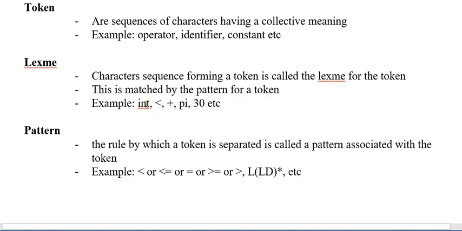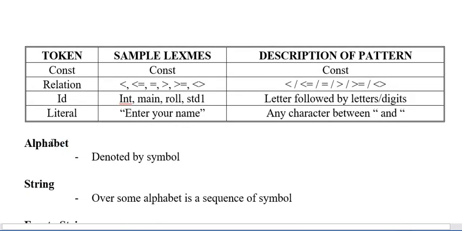Examples: integer, greater than, plus, pi, 30, etc. Pattern: the rules by which the token is described are called the pattern associated with the token. Those examples are given below. Now we will see a diagram of token, lexeme and pattern to understand the differences between them.